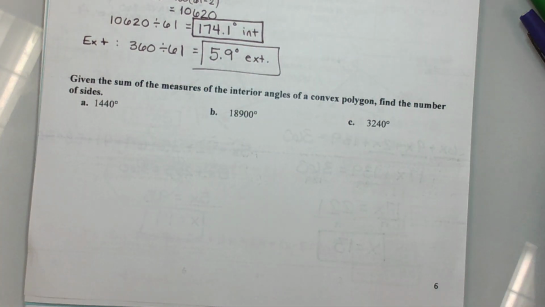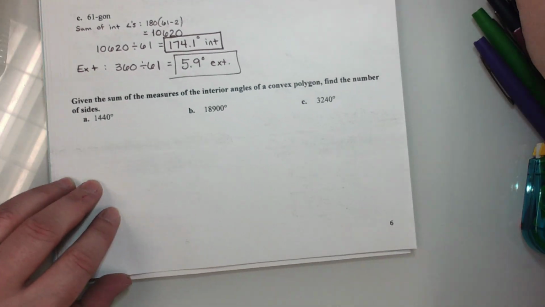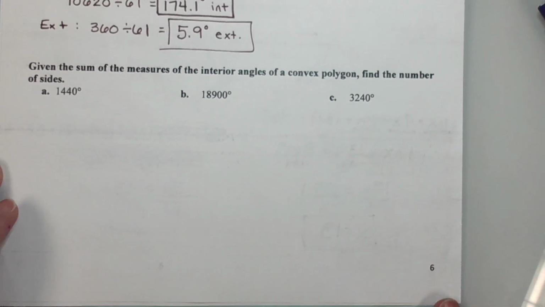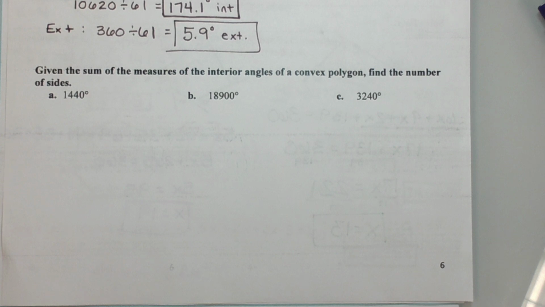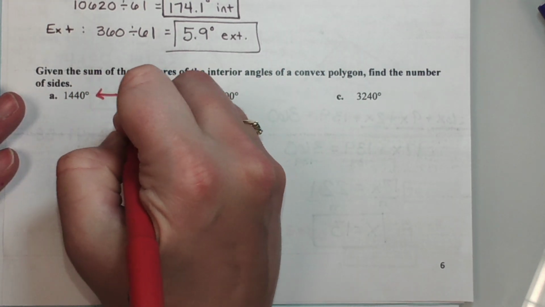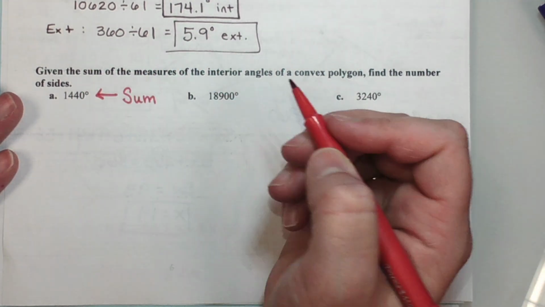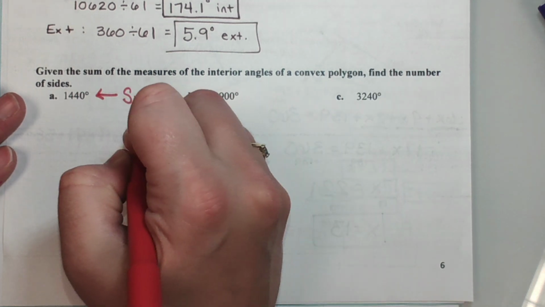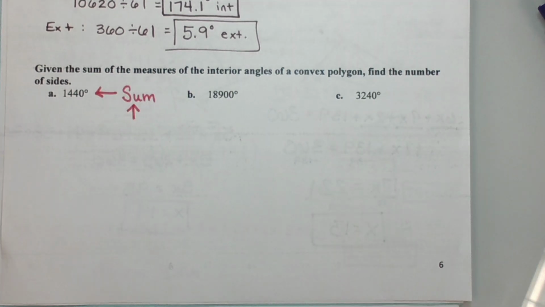Okay. Last thing you're going to see is working a little bit backwards. But it's also a fairly easy concept. Given the sum of the measures of the interior angles of the convex polygon, find the number of sides. In other words, this right here, that's the sum. What's the formula for sum of the interior angles? We've been using it already today. We used it yesterday.